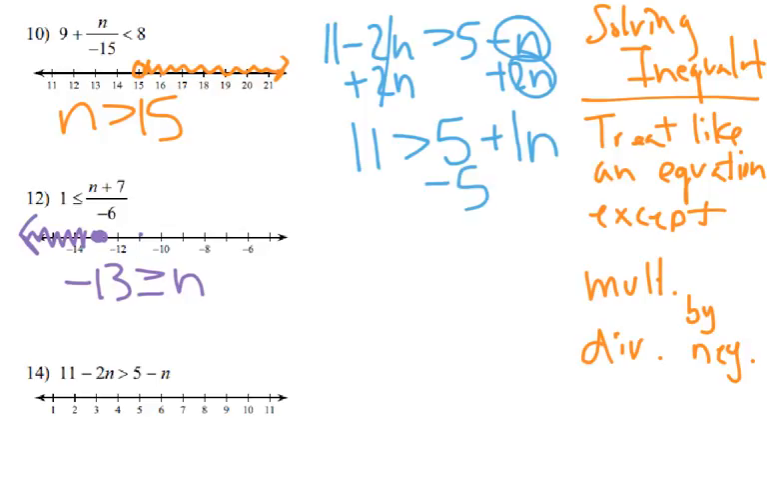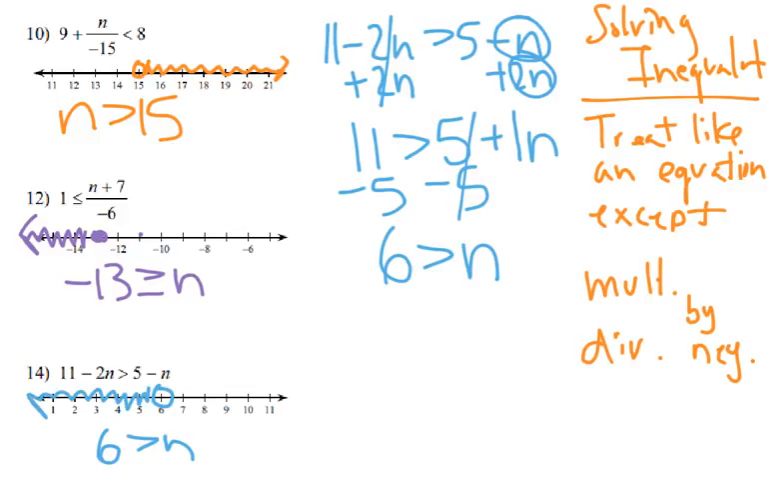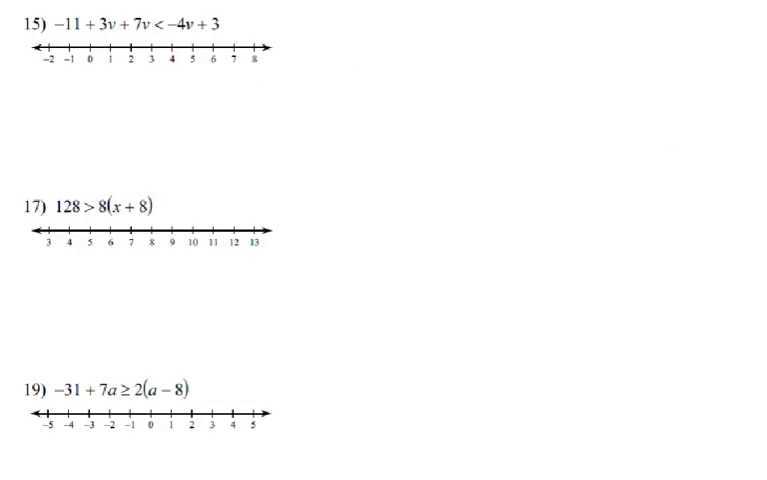Then we subtract both by 5. That gives me n is less than 11 minus 5 is 6. So 6 is greater than n. We draw a circle. N is smaller, 6 is bigger, so I shade to the left. Okay, and so that's all we're doing. Now we may get some more complex equations, but it's the same thing going on.